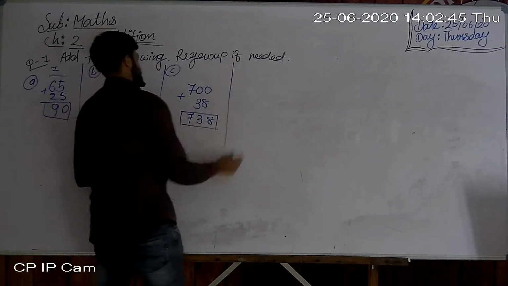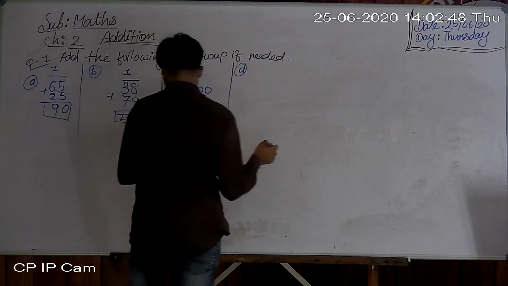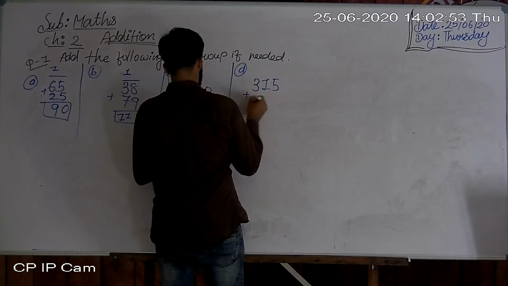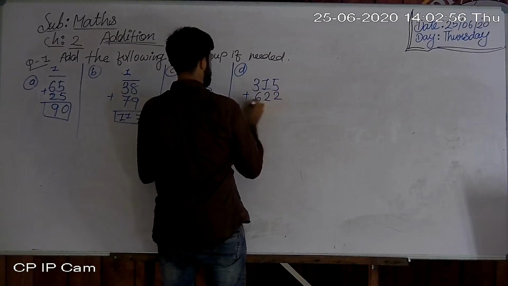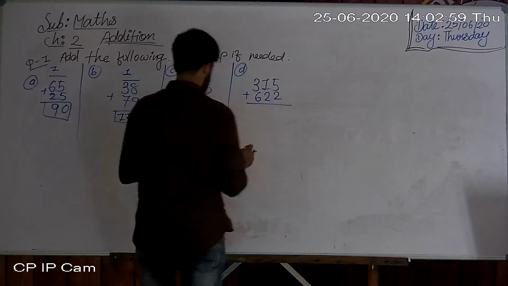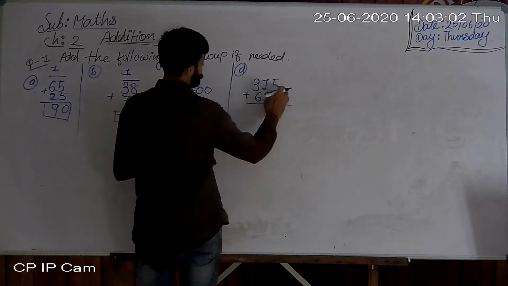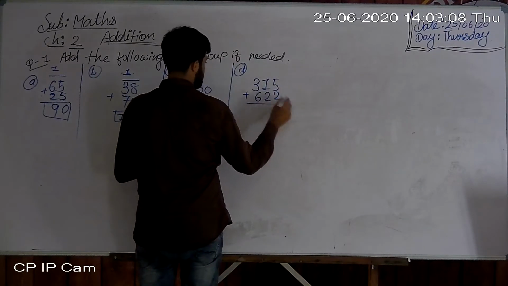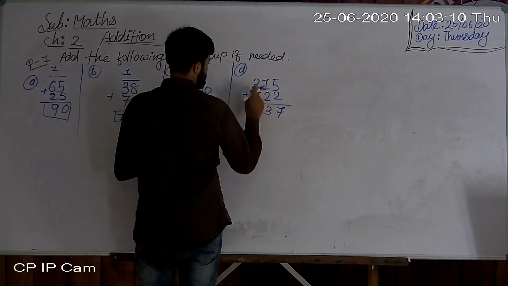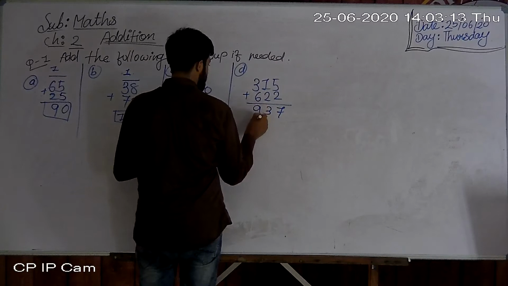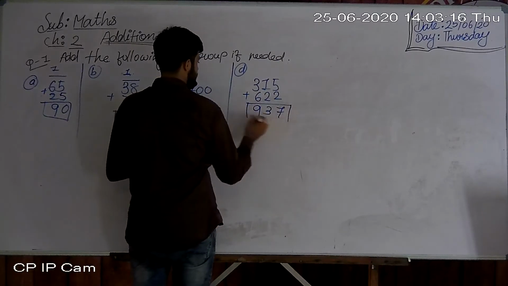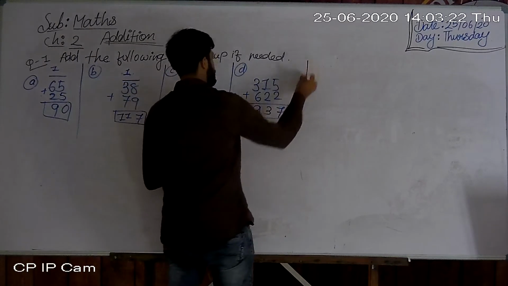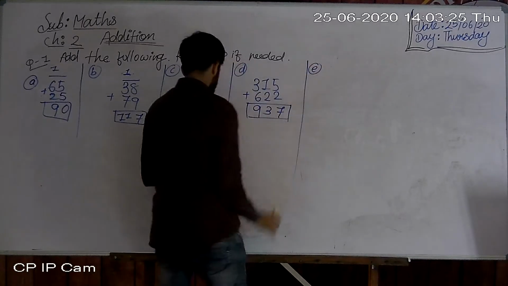738. Then start the fourth sum, B: 315 plus 622. Okay, so now let's solve the question. 5 plus 2, 7. 1 plus 2, 3. 3 plus 6, how many? 9. Okay, so answer is what here? 937. I hope you understood, all students.